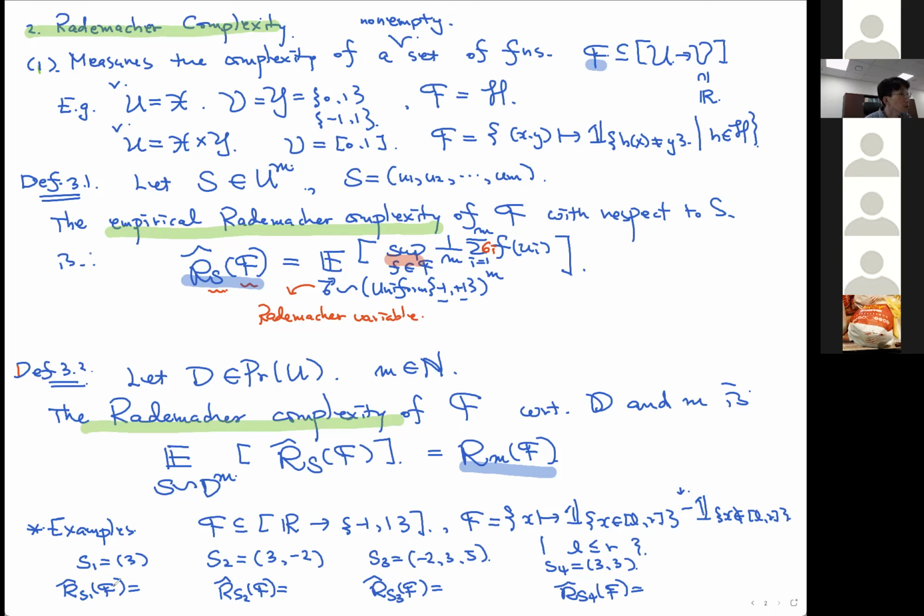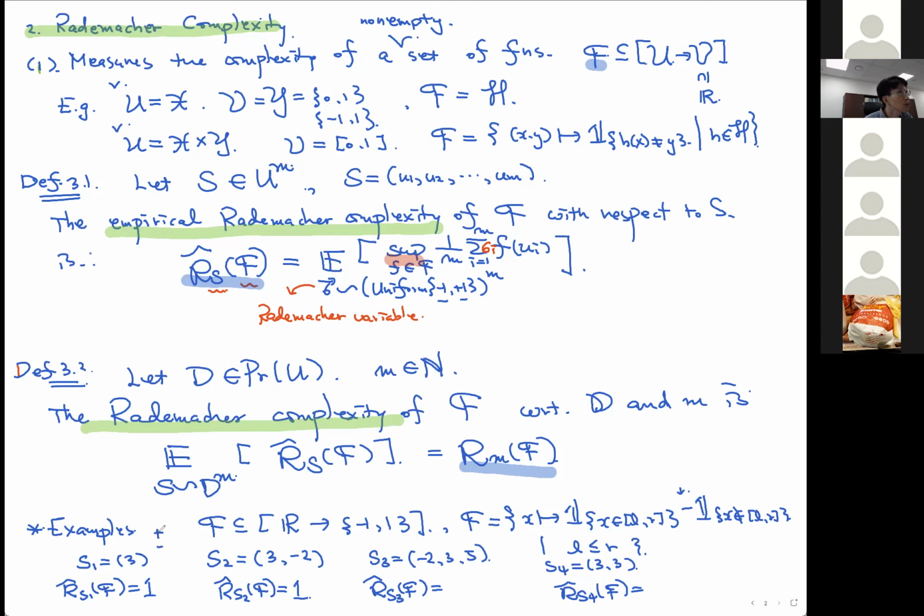Okay, so for the first case, this is 1. That is the maximum Rademacher complexity that we can achieve, because the maximum possible value of f is equal to 1. And that's possible because for the Rademacher variable, for this single input, the input 3 can be plus 1 or minus 1.